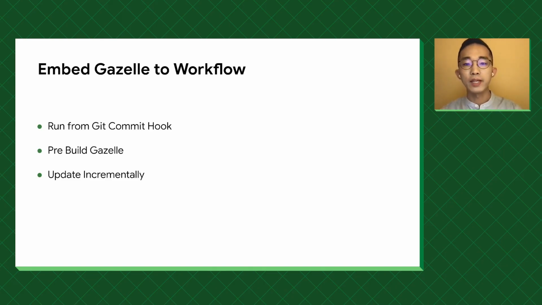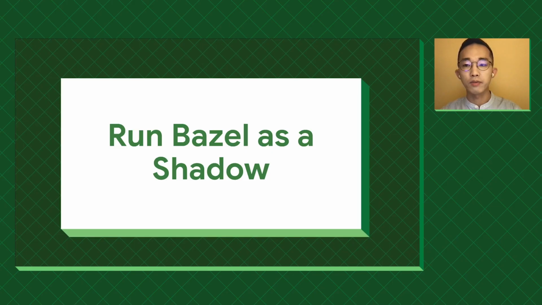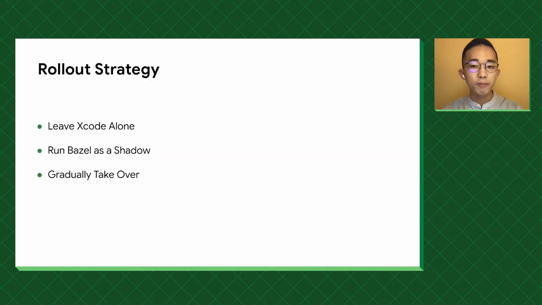So far, we have managed to introduce Bazel without changing the workflow. However, to finish the migration, we need to use it. Given the size of our app, we need to do this gradually, so that all the changes are well tested before hitting the market. The strategy is to leave Xcode alone, then run Bazel as a shadow, and finally take over. This rules out tools like Tulsi, as it will jump to the final step and forces everyone to accept Bazel as the source of truth.